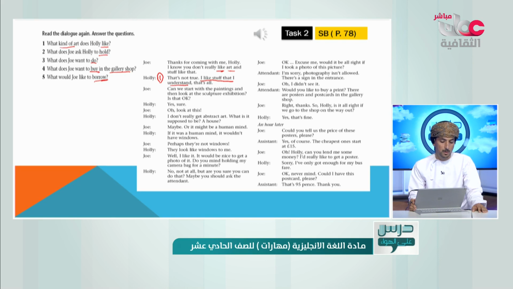Moving to number 2. What does Joe ask Holly to hold? Try to find out this word, which is hold. Try to find it in this dialogue. We have got here the word holding. Okay. Let us read it from the beginning. Do you mind holding my camera bag for a minute? So the answer here is what? Camera bag. We have got here number 2. Okay. Let's now move to number 3. What does Joe want to do?